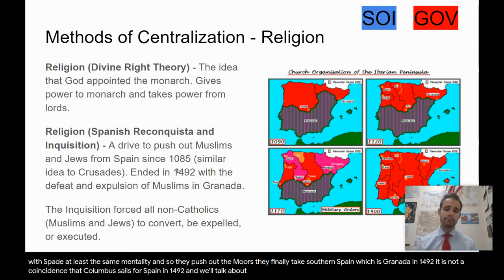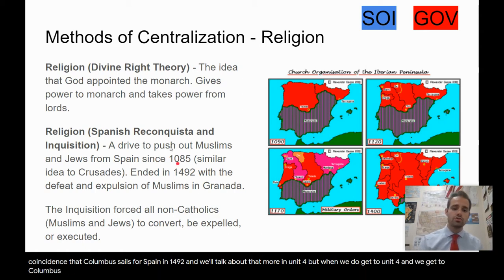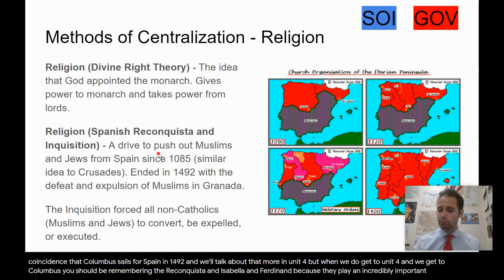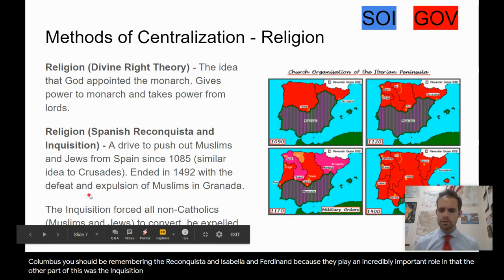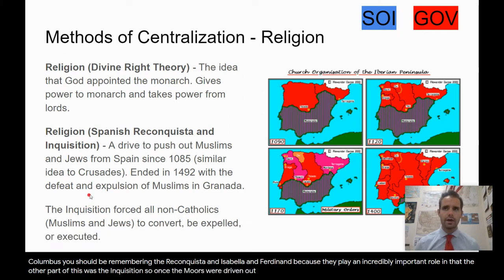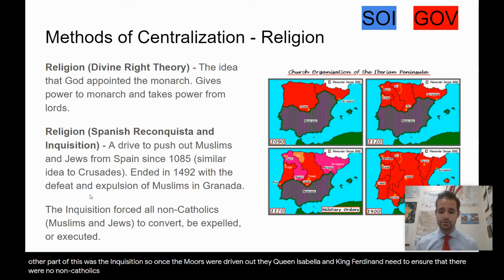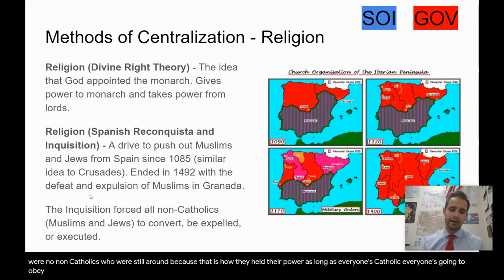And we'll talk about that more in Unit 4. But when we do get to Unit 4 and we get to Columbus, you should be remembering the Reconquista and Isabella and Ferdinand because they play an incredibly important role in that. The other part of this was the Inquisition. So once the Moors were driven out, Queen Isabella and King Ferdinand needed to ensure that there were no non-Catholics who were still around, because that is how they held their power.